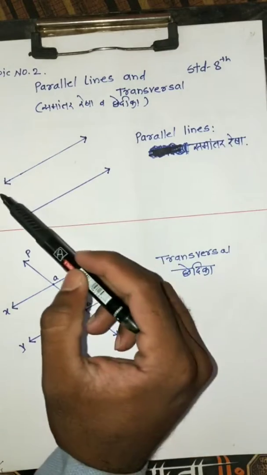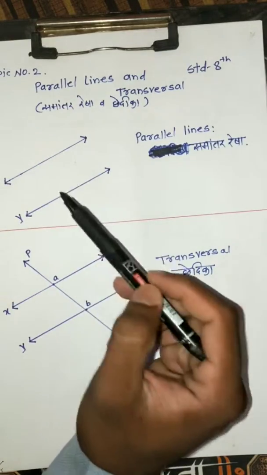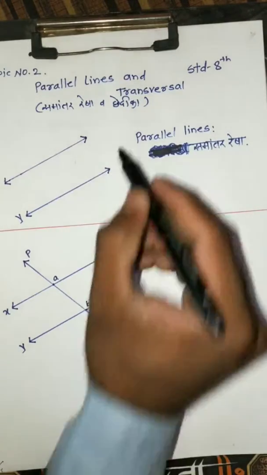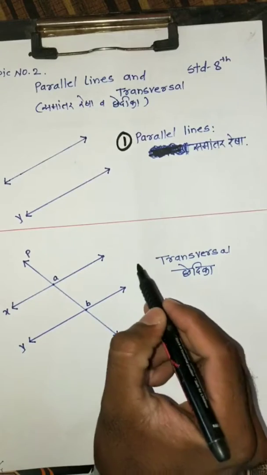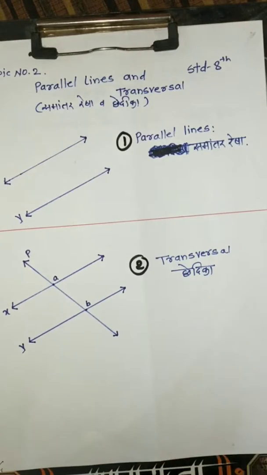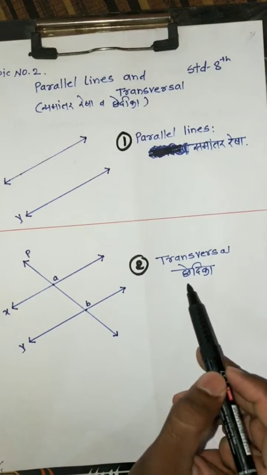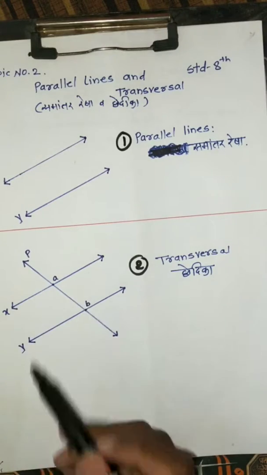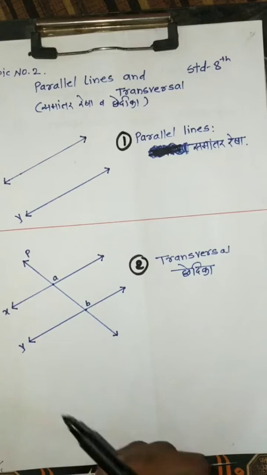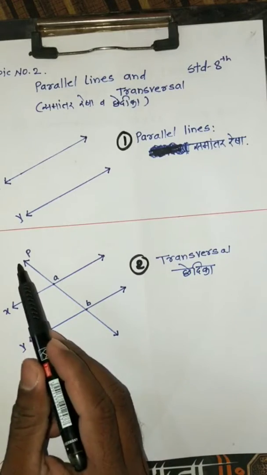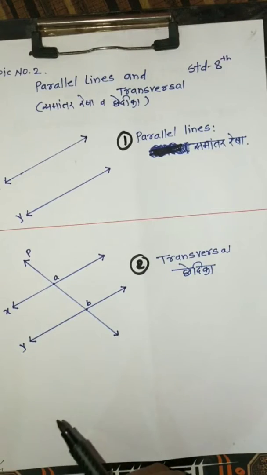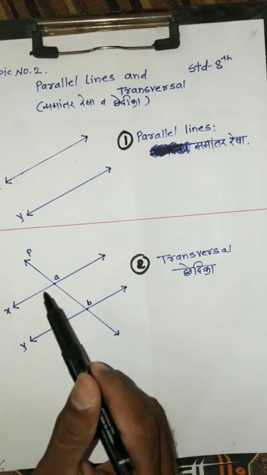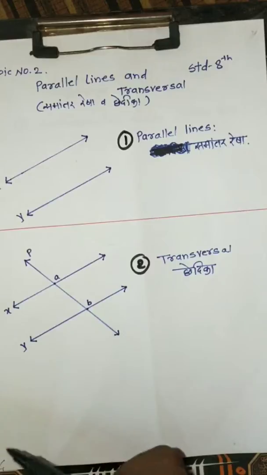In this figure, the line x and line y are parallel lines. The second thing is the transversal. Transversal means छेदिका. In this figure, you can see the line x and line y are parallel lines, but the line P intersects these two lines, which means line P is a transversal for lines x and y.